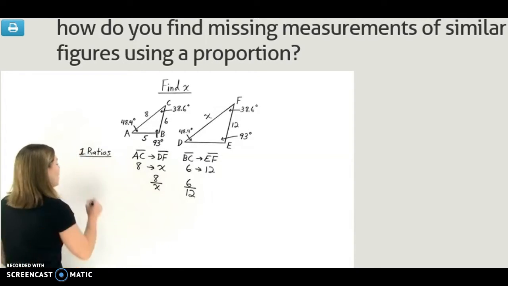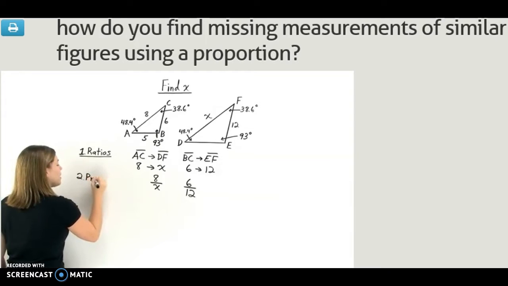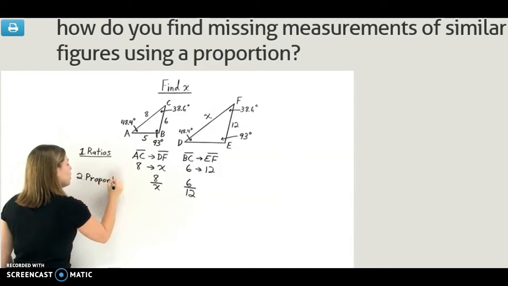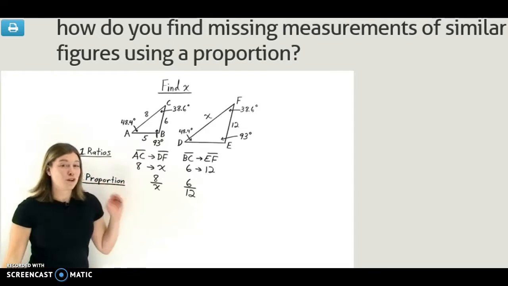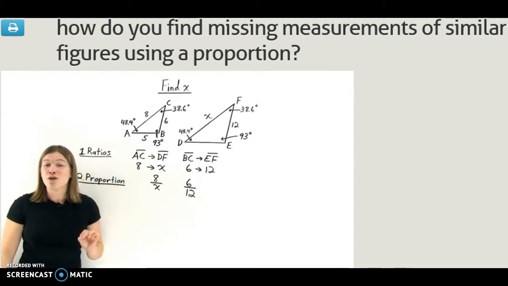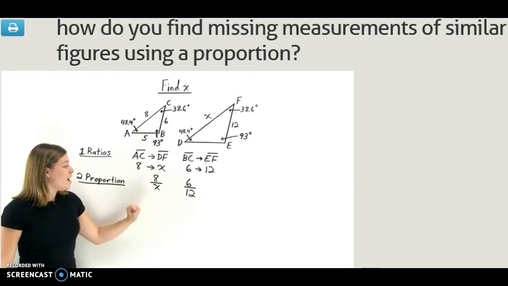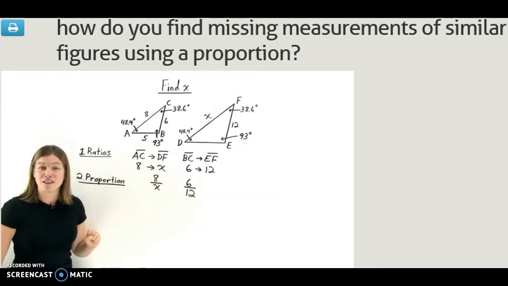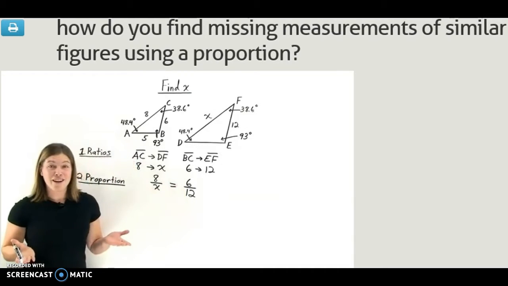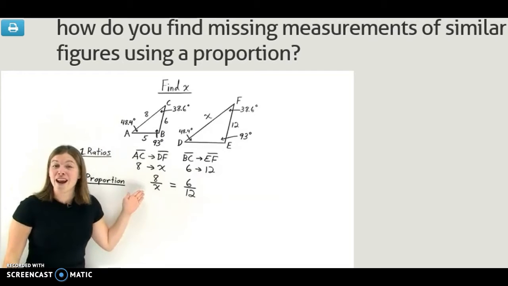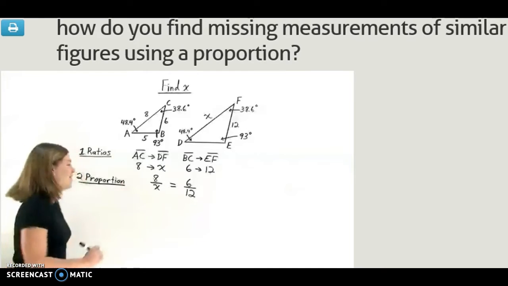Now remember, we're working with similar figures. So that means that corresponding sides are proportional. That means that if we take the ratio of corresponding sides, that value of each of the ratios will be the same. That means that 8 over x has the same value as 6 over 12. In other words, these are equal. And look at what we've created. We now have a proportion that we can use to solve for x.